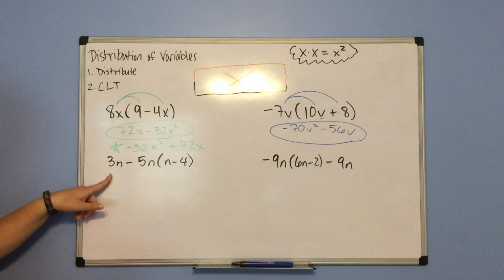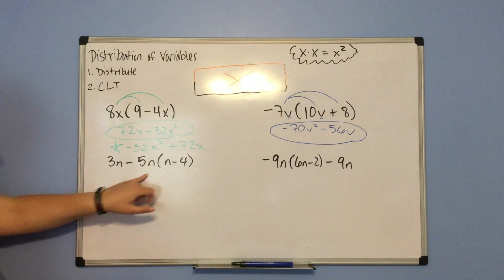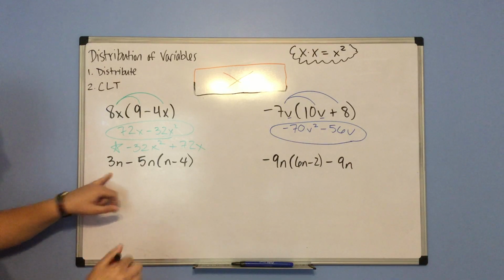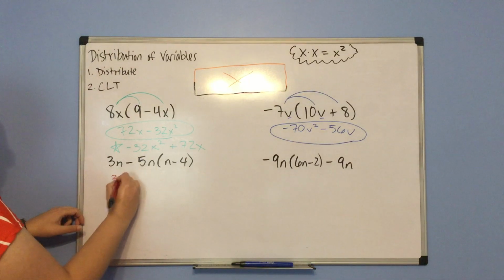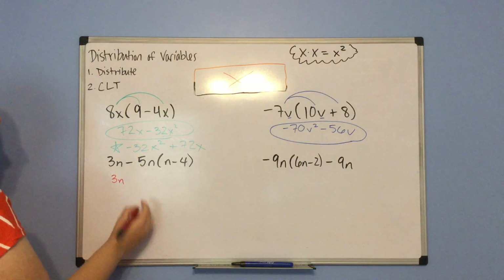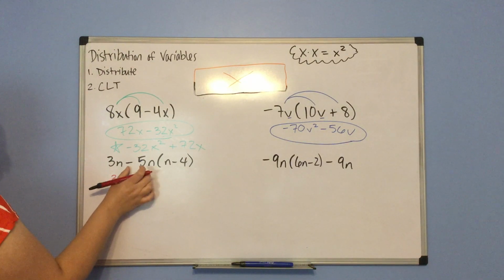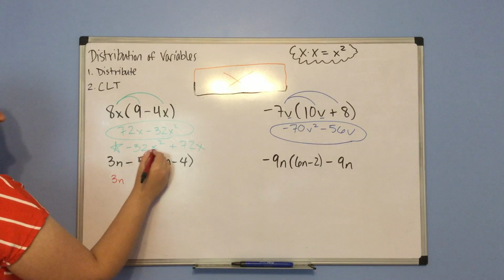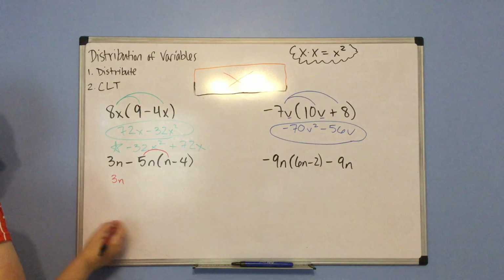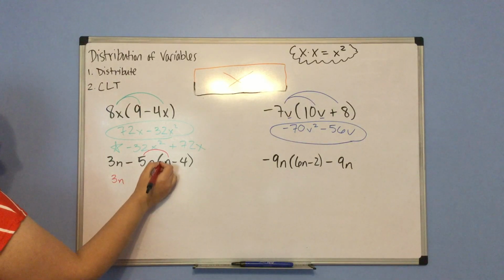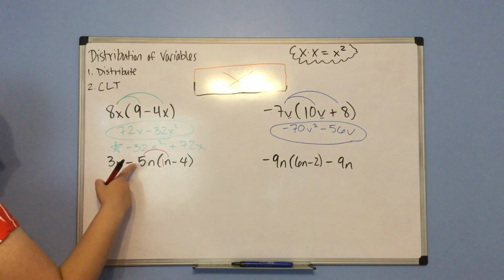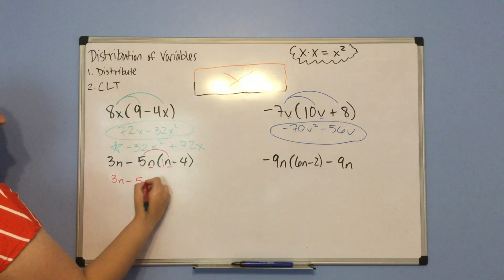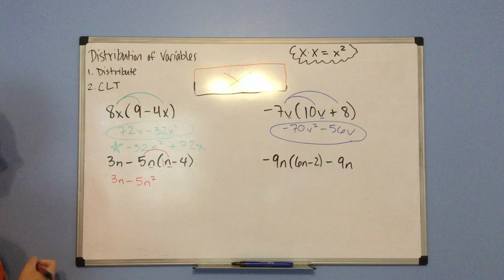Sometimes you'll see things like this where something is getting distributed and then you have another term that's not getting distributed. Sort of like things we've seen before. So this 3n right here is going to stay exactly what it is and where it is. I need to distribute this negative 5n. That negative goes with the 5. Negative 5n times n. When you have just an n, that's the same as 1n if that helps you. Negative 5 times 1 is negative 5. N times n is n squared.